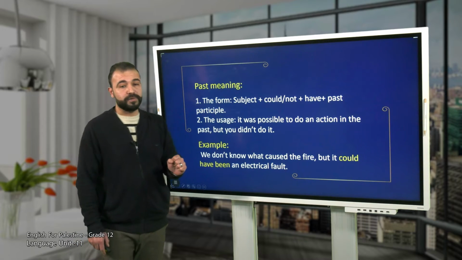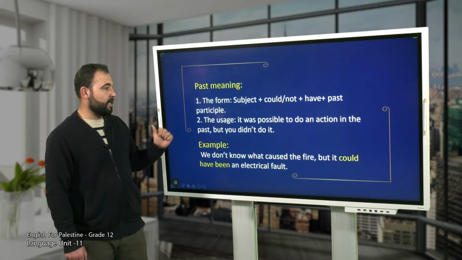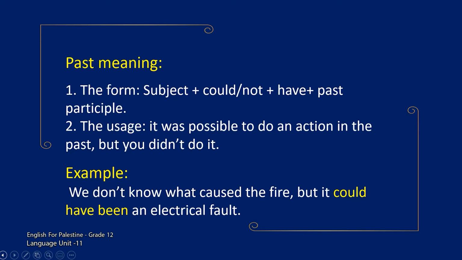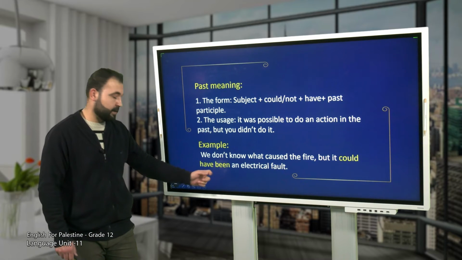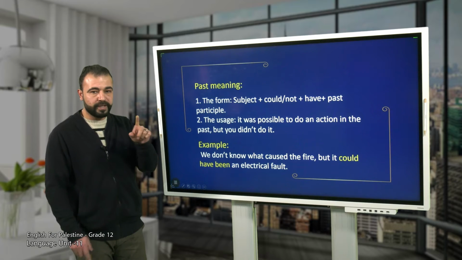The past meaning of could. The form of could in the past is subject plus could or could not plus have and finally the past participle form of the verb. The usage of could in the past: it was possible to do an action in the past, but again, you didn't do it. The example here: we don't know what caused the fire, but it could have been an electrical fault. It could have been, which is the past form of the verb be.